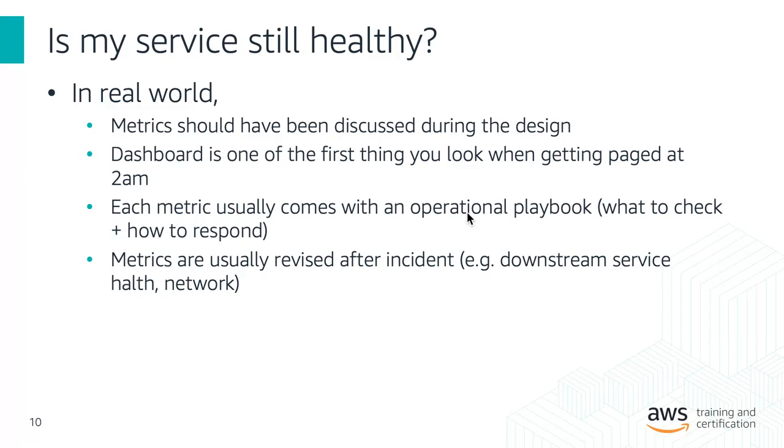So if it's running out of CPU, an option is I might need to restart the machines. I might need to roll back some of the changes that I made earlier. And all of this should be addressed in the operational playbook. So even an inexperienced person in the team should be able to follow the playbook and be able to mitigate the issue.